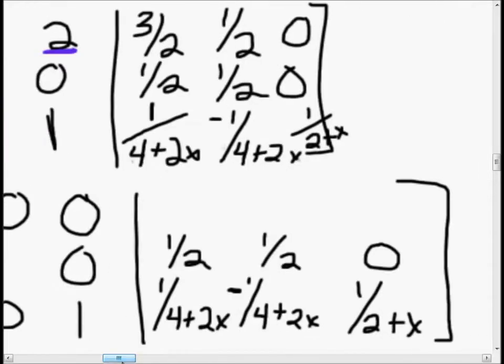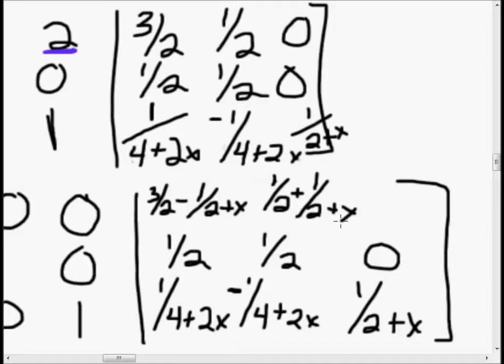And so now up here is where things get kind of nasty. I'm not sure the best way to do this. So let's see, 1 over 4 plus 2x times 2, well that's 1 over 2 plus x. And we're going to take 3 halves, I'm going to try to write it, minus 1 over 2 plus x, and then this one is 1 half plus 1 over 2 plus x, and then this is negative 1 over 2 plus x. Oh no, it's not.